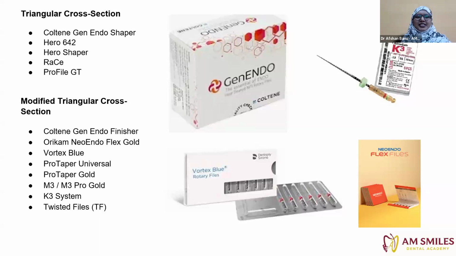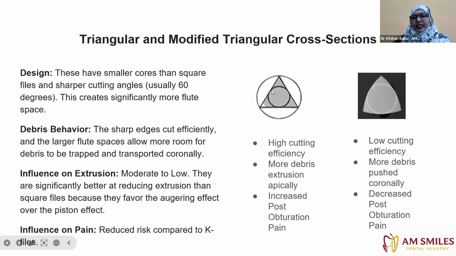This Genendo files, actually the Genendo shaper files, that is the initial files like the S1, S2, they have triangular cross section. So what I told you in previous one, that it is like the sharp edges, right? They have more cutting efficiency and more debris extrusion as well. While the modified triangle, they have low cutting efficiency.